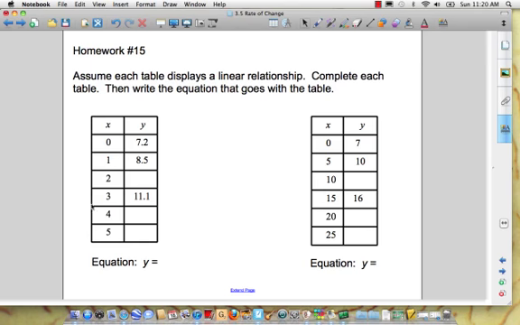Notice that in this first table, I did increase my x values one at a time. So that one requires slightly fewer steps than this one. Because over here, notice my x values went up 5 at a time. So you're going to have to think a little bit on that one, how to find the rate of change. Also, please note on this one, it will involve decimals. Even though only whole numbers show up on the chart that you see, you'll end up with decimals in your equation.